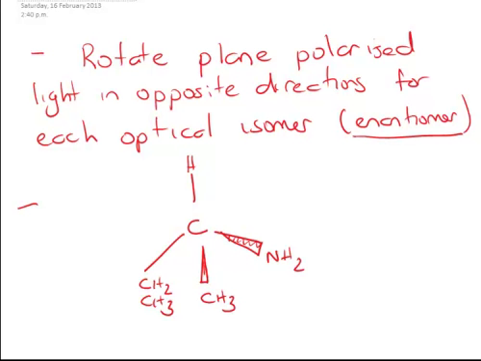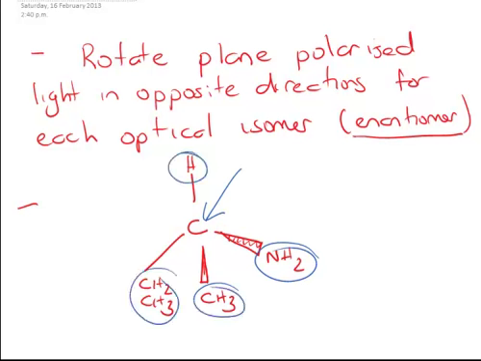Now, how do you spot an optical isomer? Well, all you've got to do is find what we call the asymmetrical carbon, and it has 4 different groups attached to it. Now, this has been drawn out in a 3D way, so it's easy to see. But let's look at some other examples.